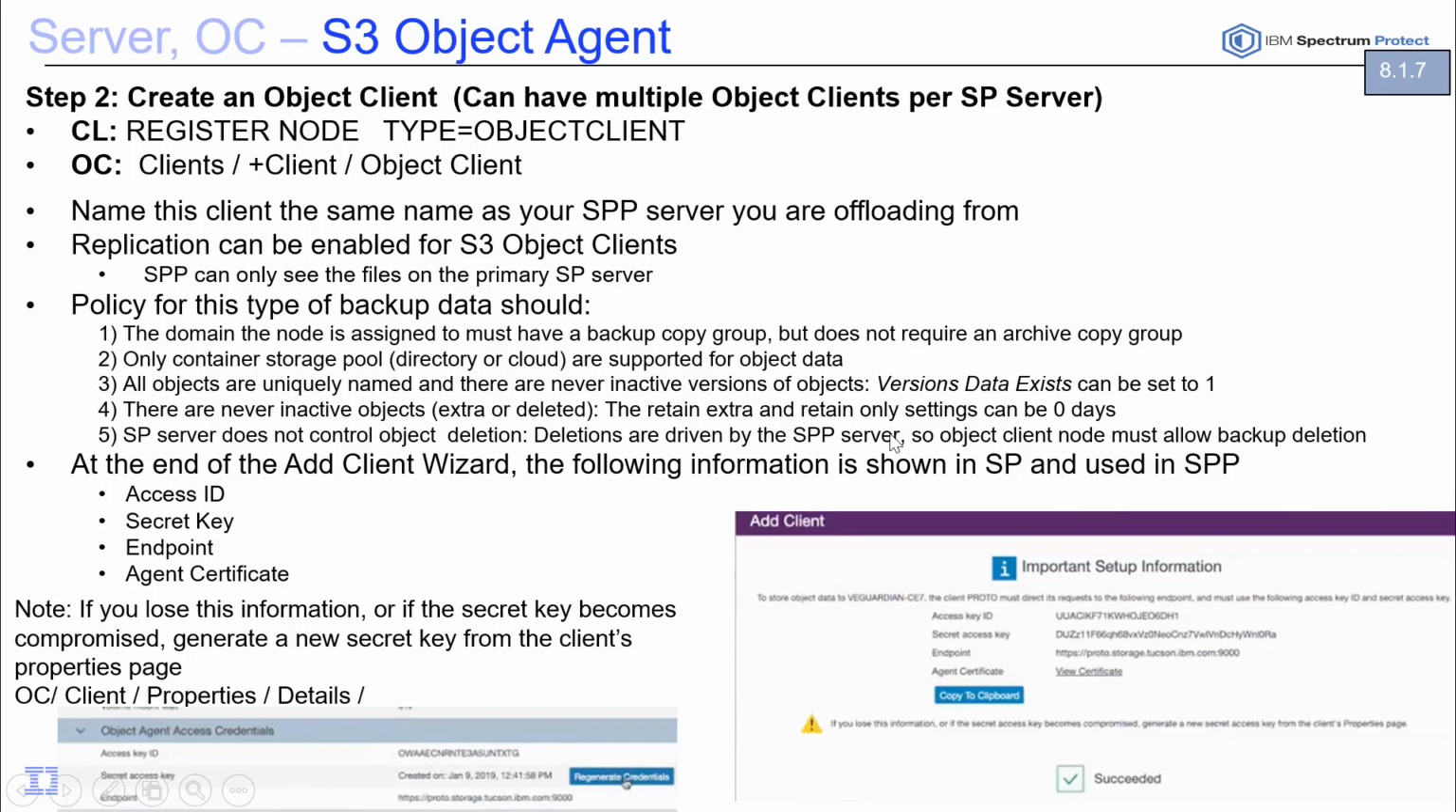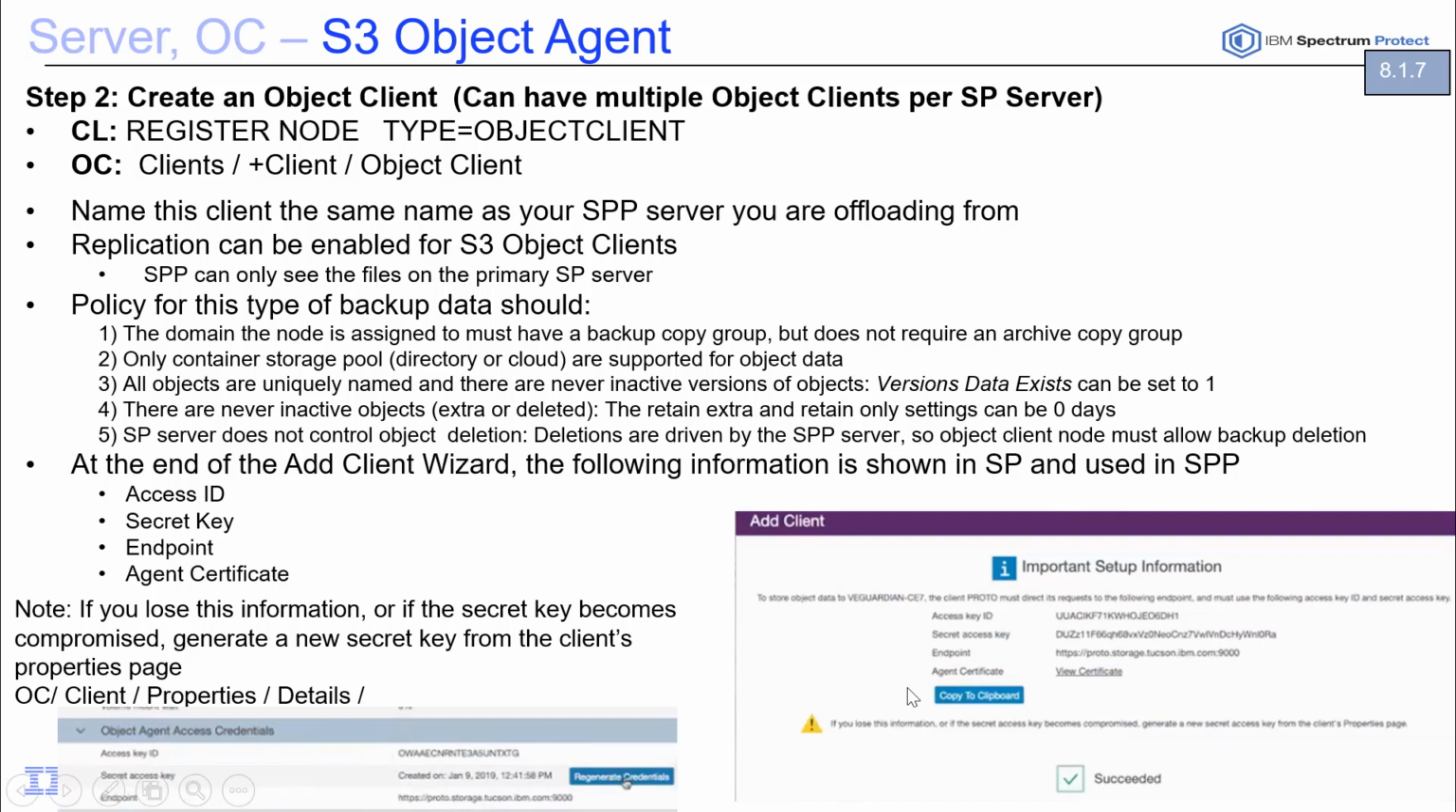So after you've entered the information in the Operations Center, you'll get a screen like this here, which gives you the access key ID, the secret access key, the endpoint, and the agent certificate. And all of this should kind of look familiar. This is the same thing you'll see when you're utilizing other S3 pools like out in the cloud. And all of this is going to be critical when you're defining this object node to the Spectrum Protect Plus server. So you'll want to keep this screen up while you're doing the definition in Spectrum Protect Plus.